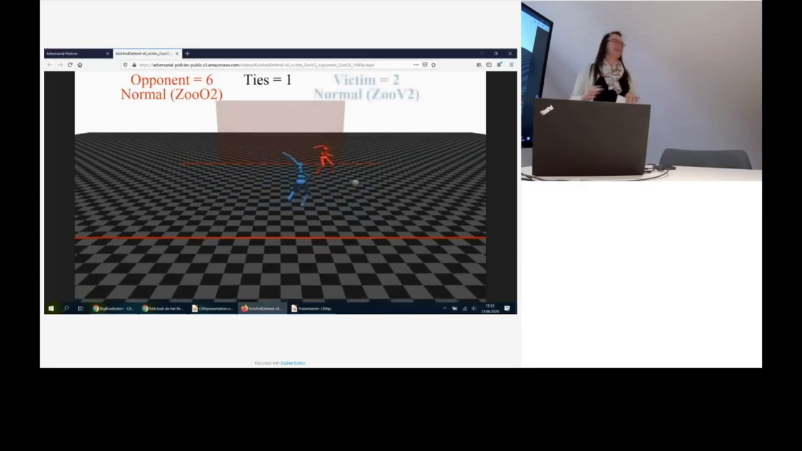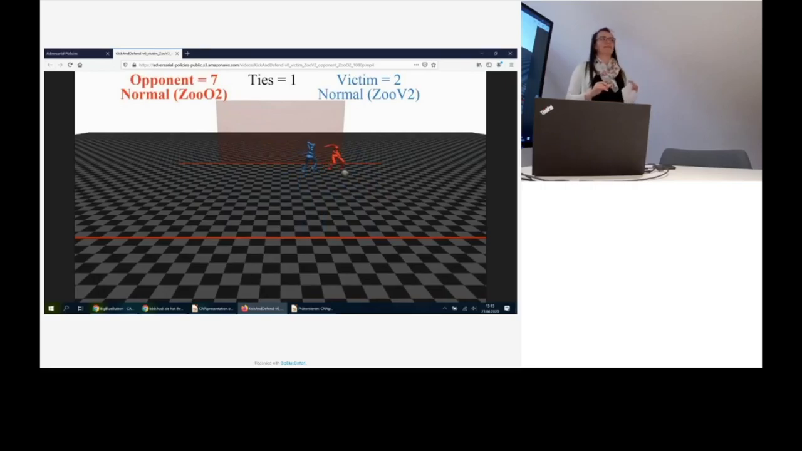I missed that one. So you call them adversarial policies. So what makes it adversarial in this case? We will come to this. Yeah, these two are normal policies playing against each other.